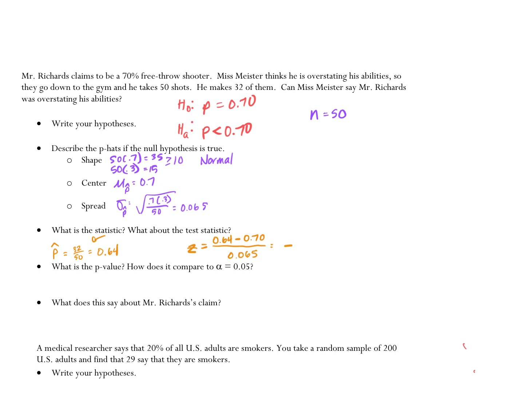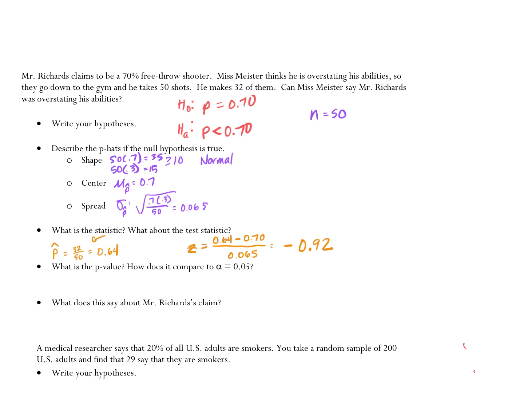Negative 0.92. That's what I got. Guys, why was it negative? Because the top was negative. But why was the top negative? The top is negative because p hat is smaller than what we think would happen. It makes sense that it's negative. Our sample supports that he's overstating his abilities, that his actual proportion is less than 0.7. So when we get a negative value there, that suggests that less than is the right one.